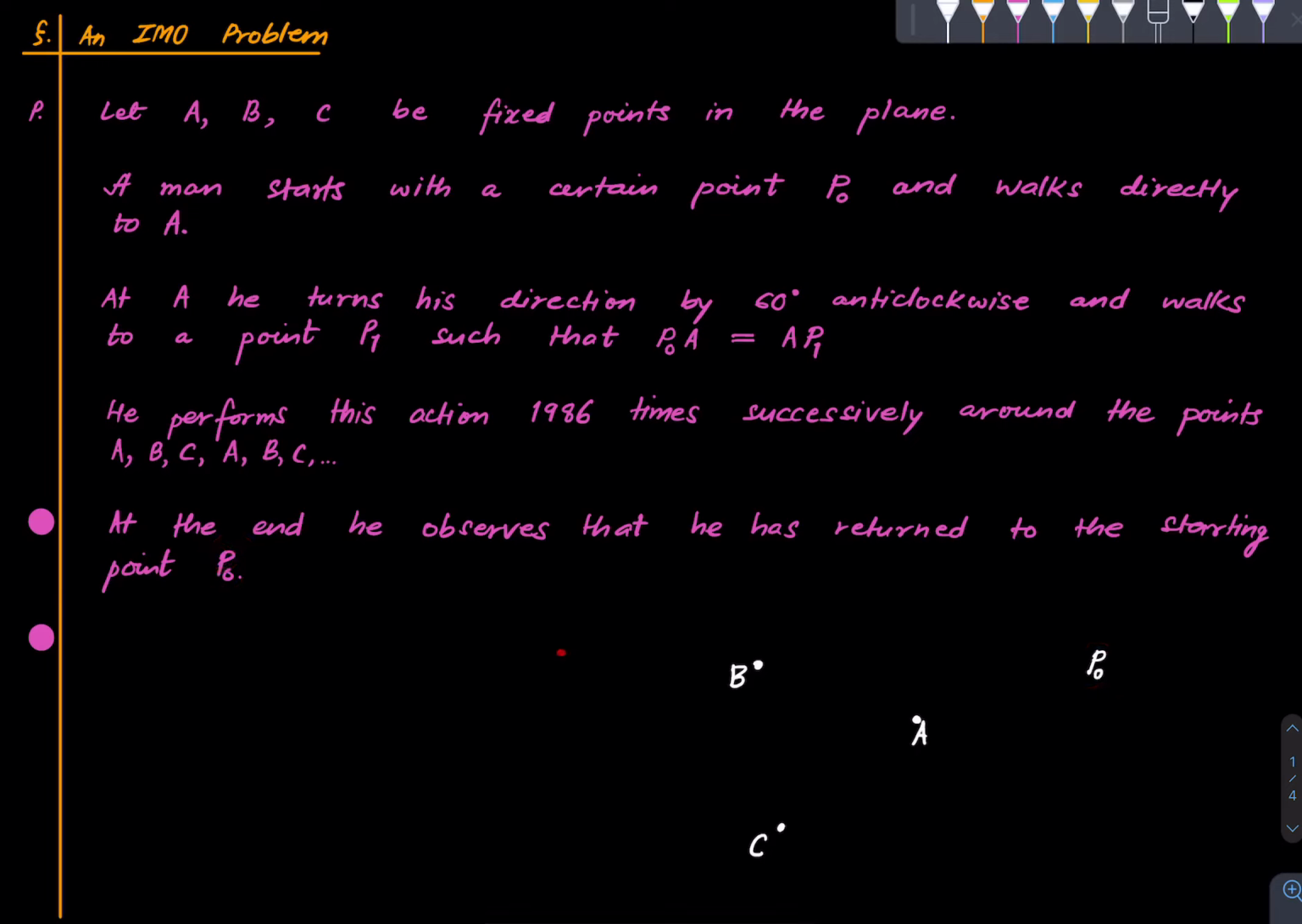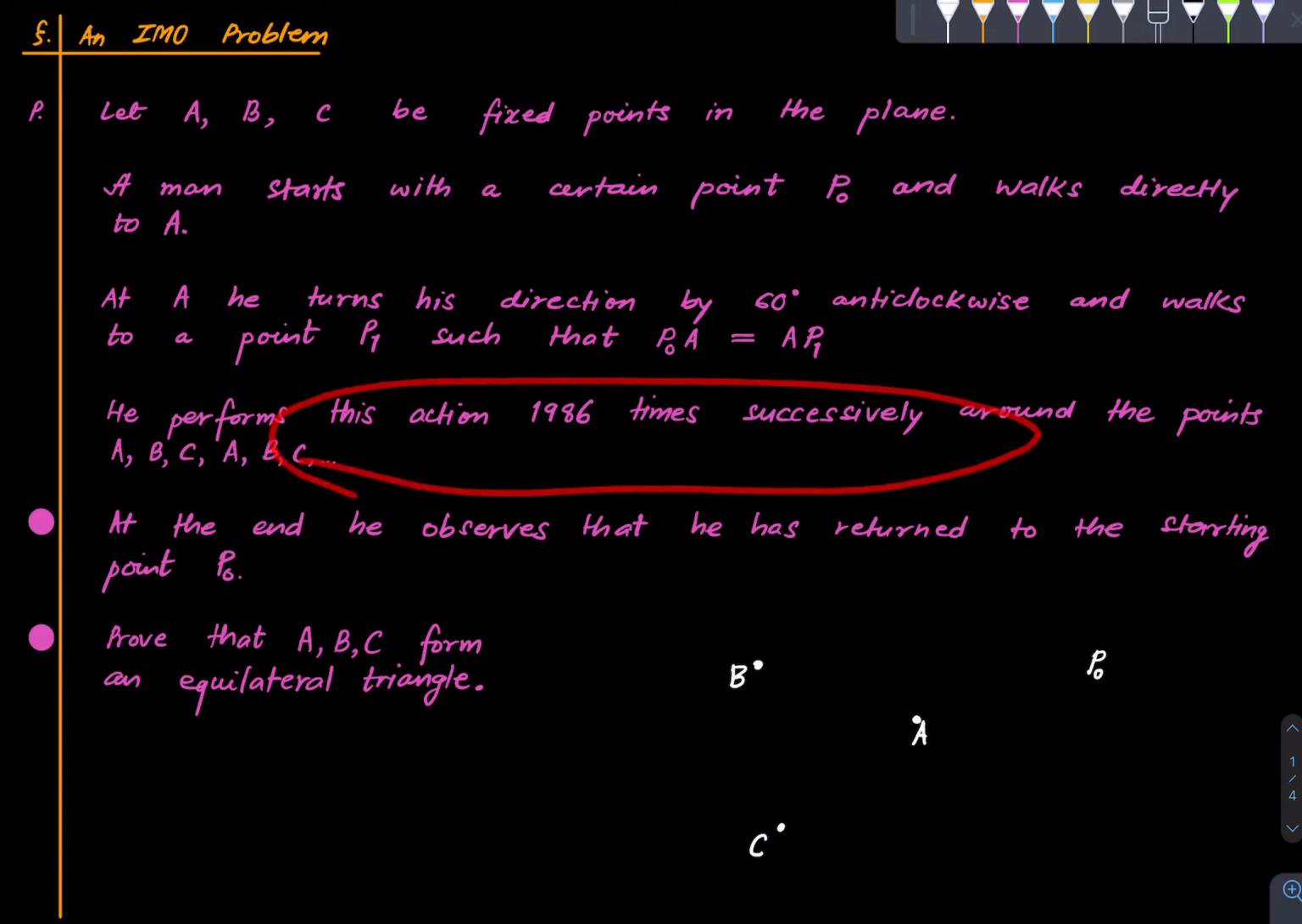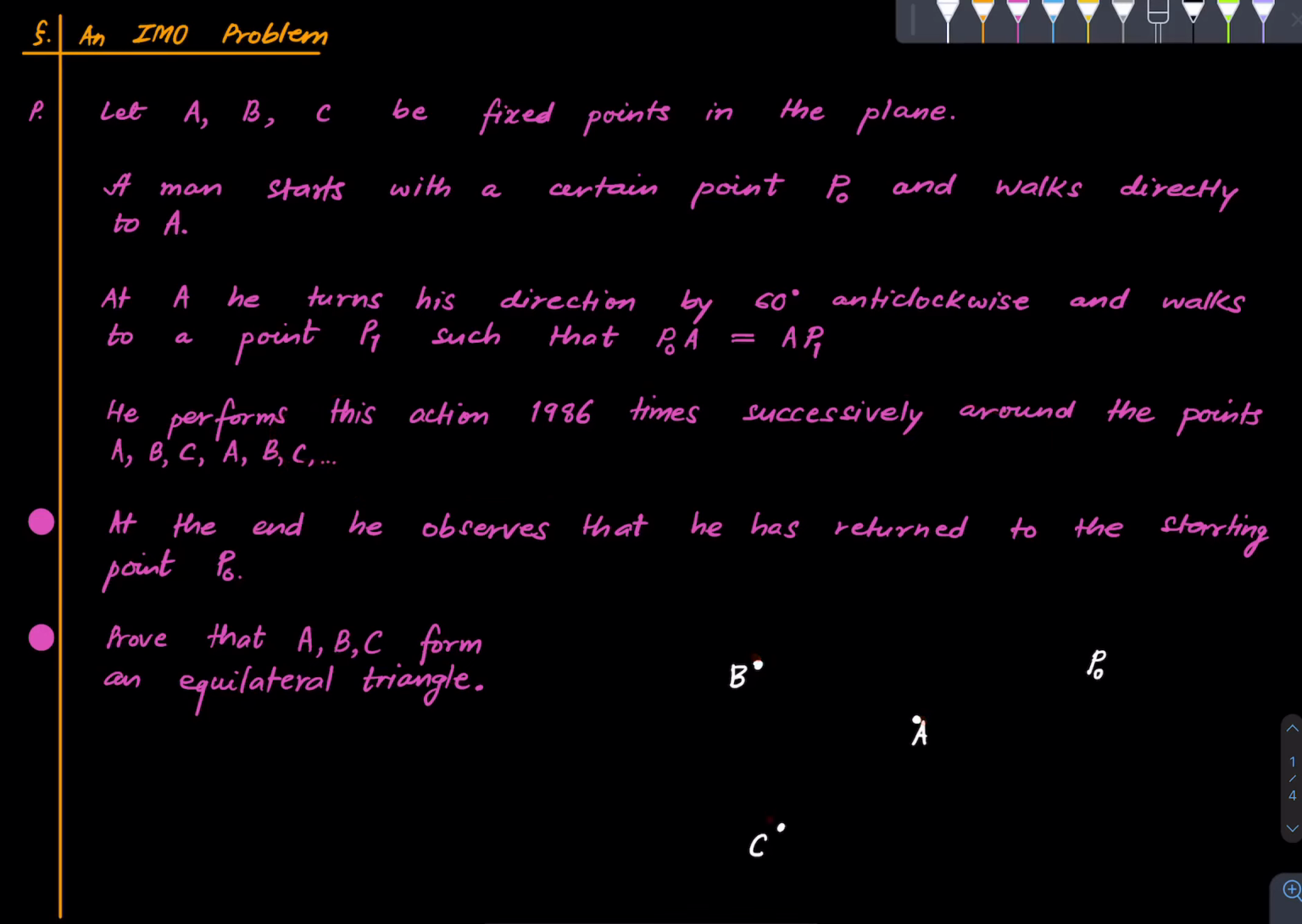All right, and what we want to show is that ABC form the vertices of an equilateral triangle. Right, so that is the problem: if he reaches back to his starting position after this whole nonsensical thing that he's doing, we want to show that ABC form the vertices of an equilateral triangle.